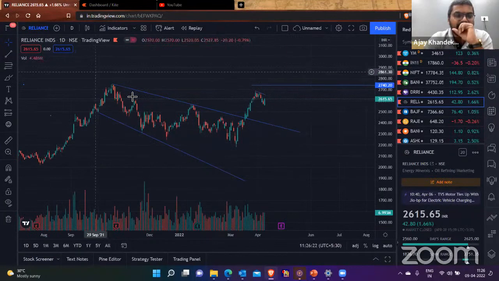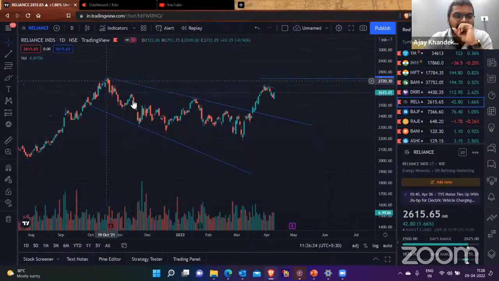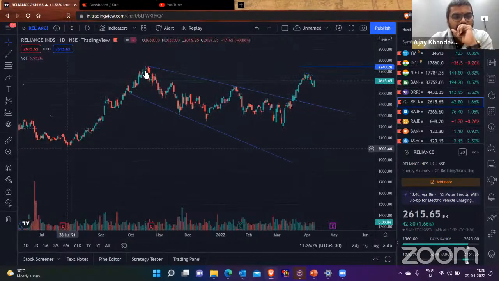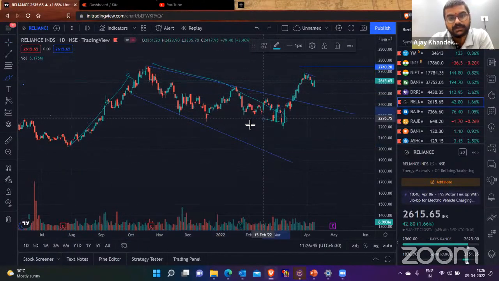Here we see that the candles are showing a downtrend. First of all, this was an uptrend. From here it goes, makes a bottom, and goes this side. This is called an uptrend, and from this it goes down, so it's called a downtrend.